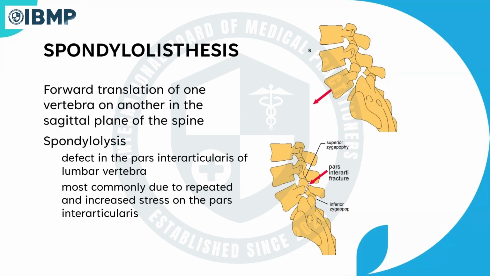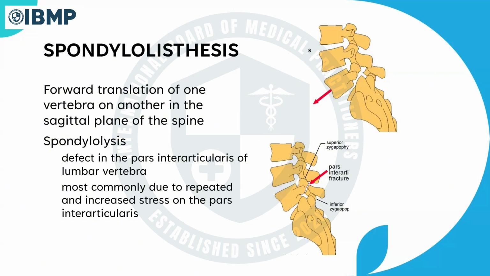Okay, so what is spondylosis? Basically, it is just a defect in the pars interarticularis of a lumbar vertebra. It's a defect which you can say is a predisposing factor for spondylolisthesis to occur. So lumbar spondylosis, you can say, is one stage earlier than lumbar spondylolisthesis. And again, it is most commonly due to repeated and increased stress on the pars interarticularis.